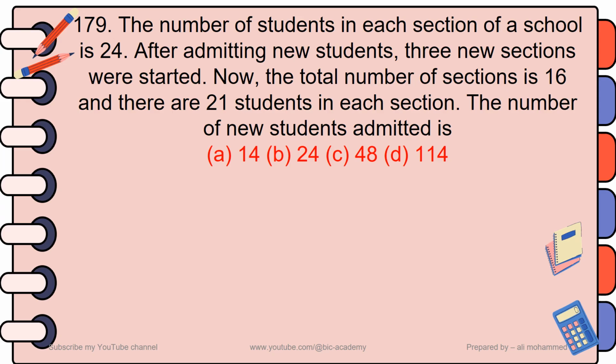The number of students in each section is 24. After admitting new students, 3 new sections were started. Now the number of sections is 16 and there are 21 students in each section. The number of new students admitted is A 14, B 24, C 48, D 140.